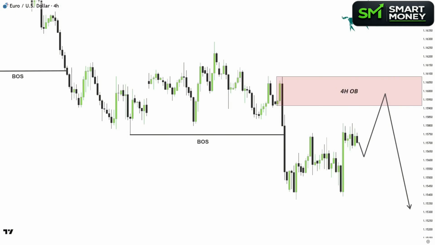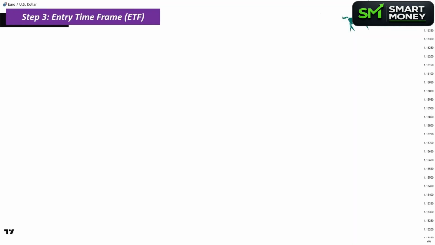At this stage, we start looking for the actual entry point. This is where the entry timeframes, such as the 15-minute, 5-minute, or 1-minute chart, come into play, depending on the analysis timeframe. Here, we zoom in even closer to look for confirmation signals and finally execute the trade. The main reason we use lower timeframes for execution is simple. They give us a clearer view of price action and allow us to enter with a better risk-to-reward ratio on the micro timeframes.